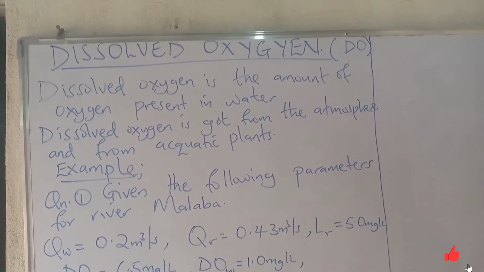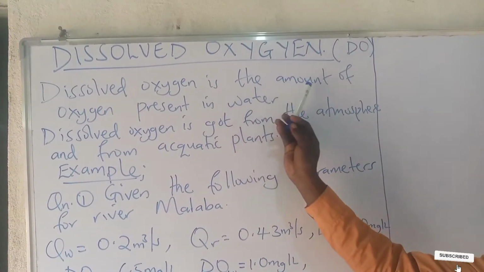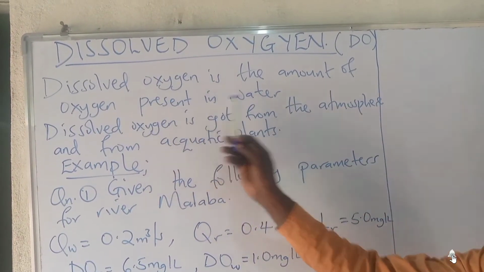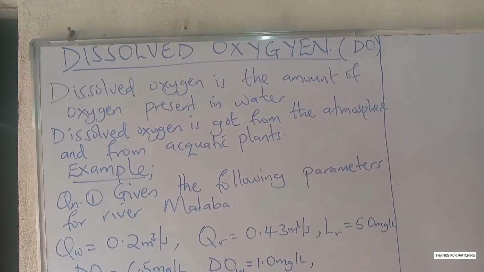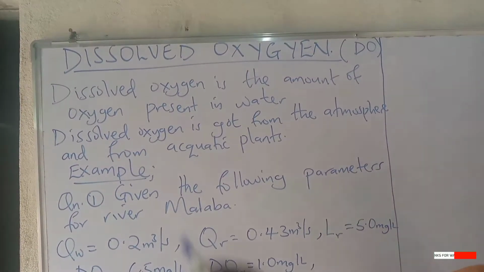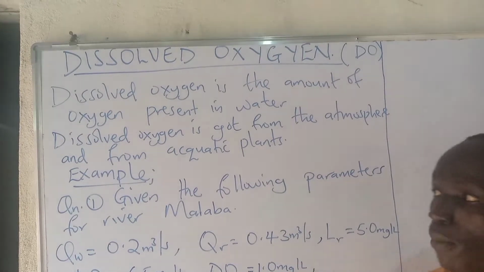So what is dissolved oxygen? Dissolved oxygen is the amount of oxygen present in water. Dissolved oxygen is got from the atmosphere and from aquatic plants.